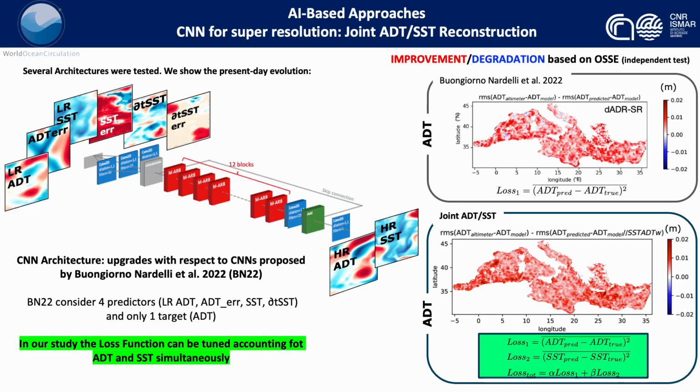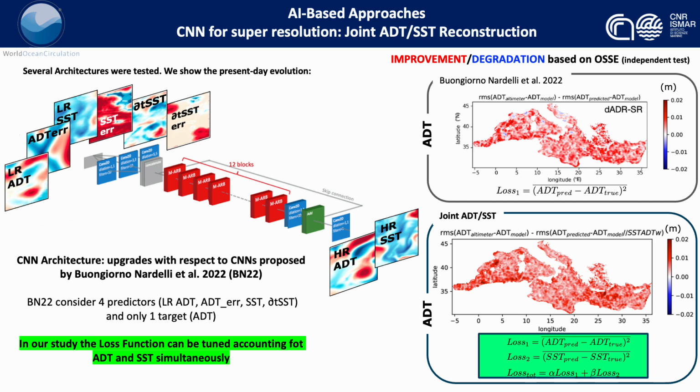Here on the left, you can recognize our convolutional neural network architecture as it runs after testing several different architectures. This is a small update compared to the architecture proposed by Buongiorno Nardelli and colleagues in 2022. In particular, we consider 6 predictors instead of only 4, as done in the previous reconstruction exercise. And we have 2 targets, as announced at the beginning, so the joint reconstruction of a high-resolution ADT and sea surface temperature.